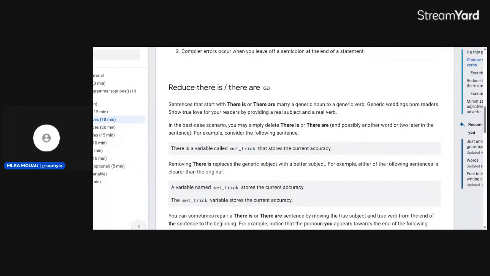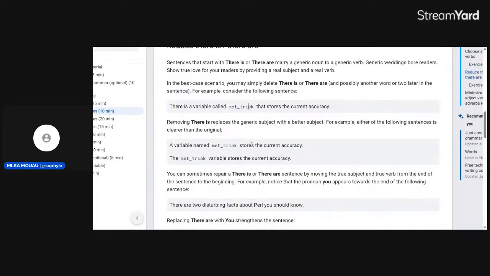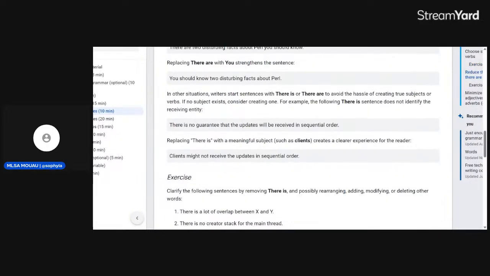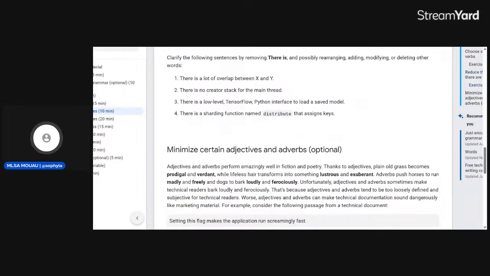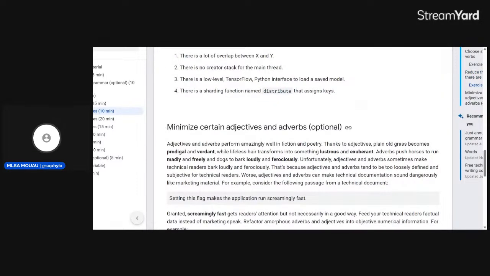Okay, yes, it also says reduce the use of there is, there are. Sentences that start with there is or there are marry a generic noun or generic verb. So try avoiding using there is and there are. And another thing is minimize using some adjectives.